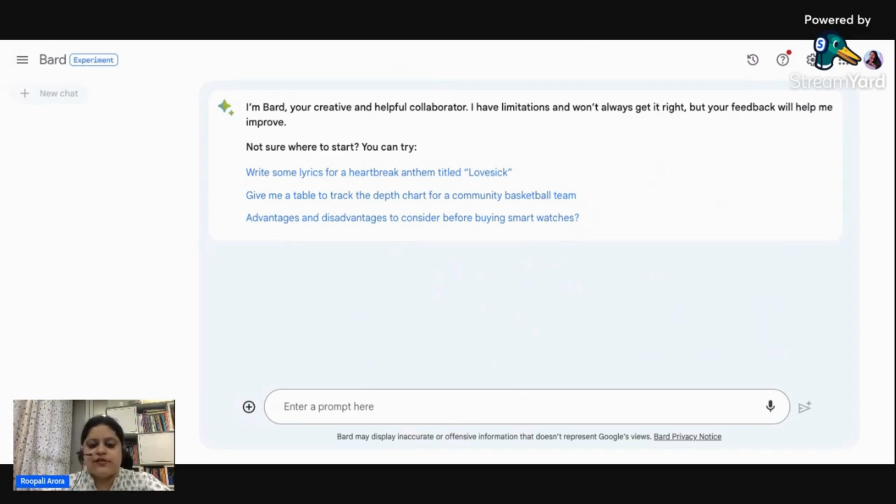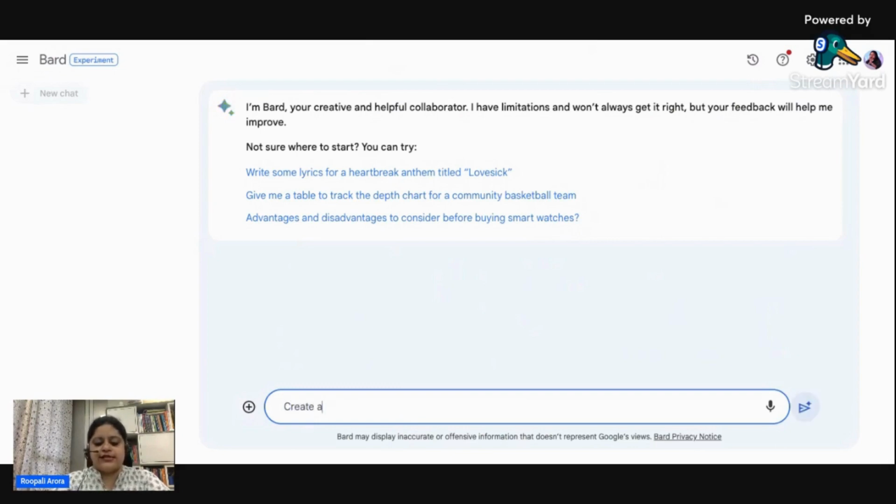So first, we need to think of all the prompts. We need to think how we can create different ways of using Bard in education. So educators can use it to create interactive lesson plans. We can use it for creating some quizzes. And of course, we can use it for creating some assignments for our students, depending upon which grade our students belong to. So step one is to enter a prompt here and then start typing the prompt.